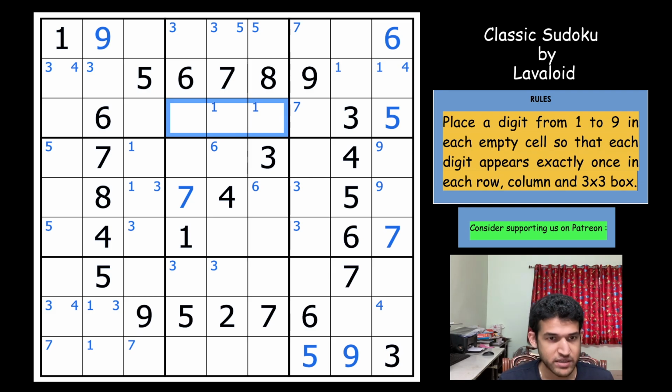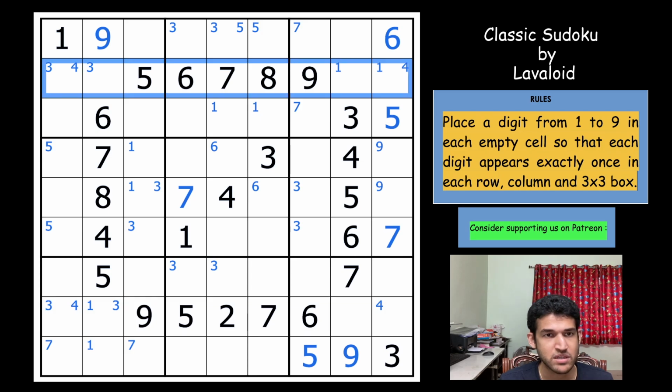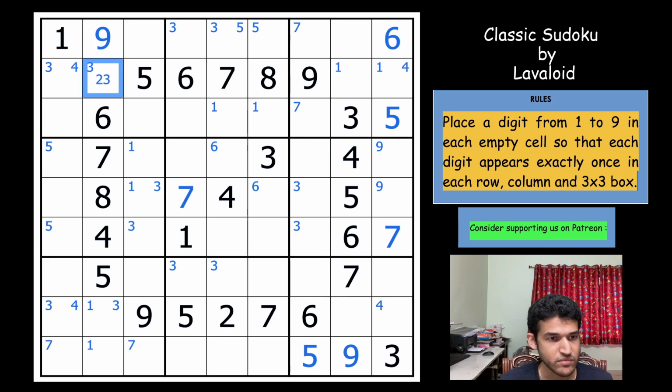Okay, time to start making center candidates. Where do we start? Perhaps row 8 and row 2 will be nice places. I'm starting with those. Look at this row: 5 6 7 8 9. We need 1 2 3 4. This will be 2 and 3. This will be 2 3 4. This will be 1 and 2, and this will be 1 2 and 4.